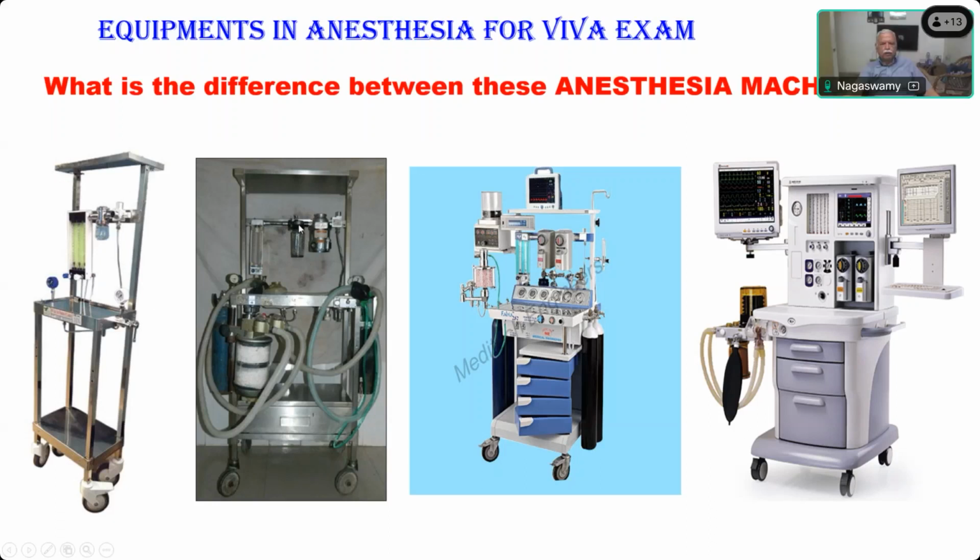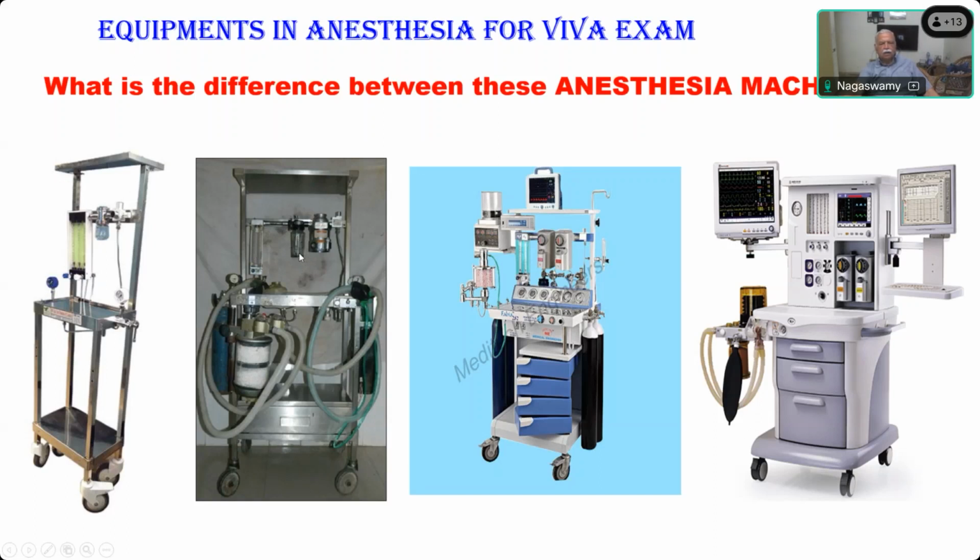Are you able to see my pointer showing the vaporizer? Yes, sir. What is this vaporizer called? This can be called a Boyle's bottle. Okay, Boyle's bottle. This is a little cylindrical and longer bottle. This was used for a volatile anesthetic agent called trilene. In the other machines, you may have another vaporizer for ether first and then trilene second. So that ether bottle also is called a Boyle's bottle.